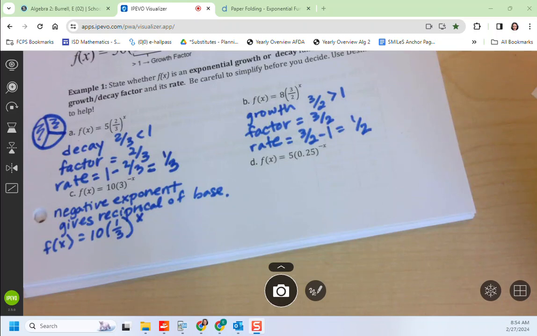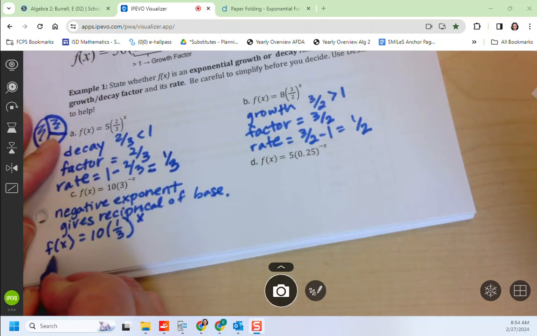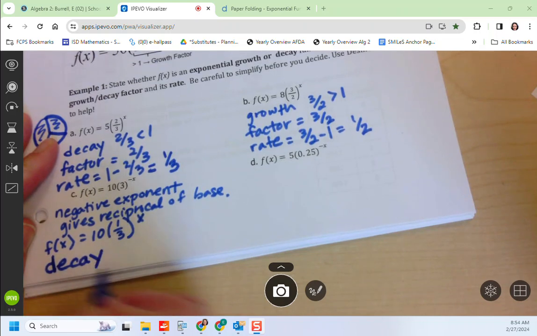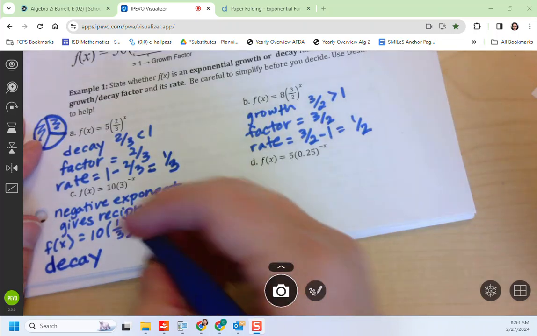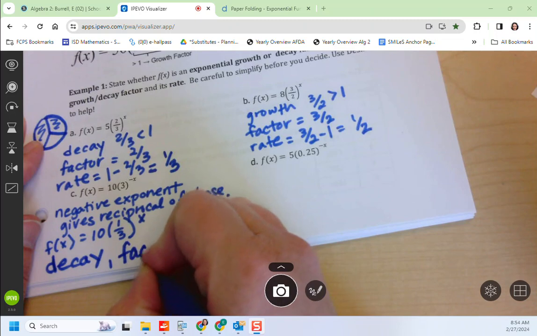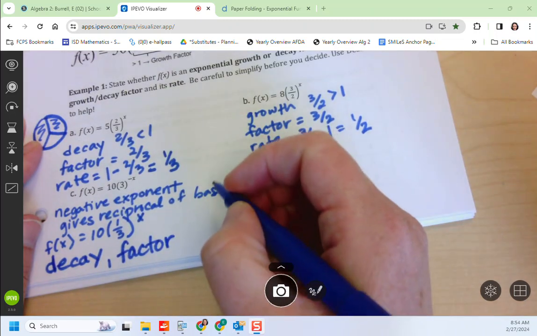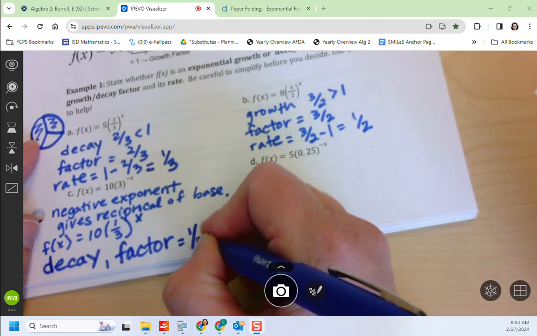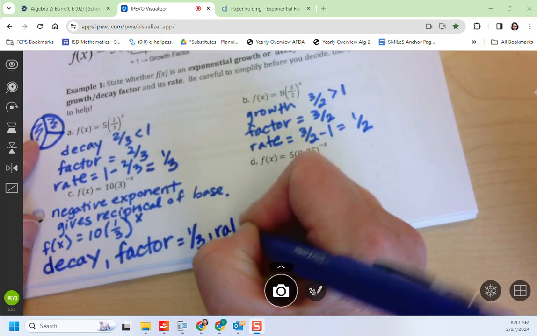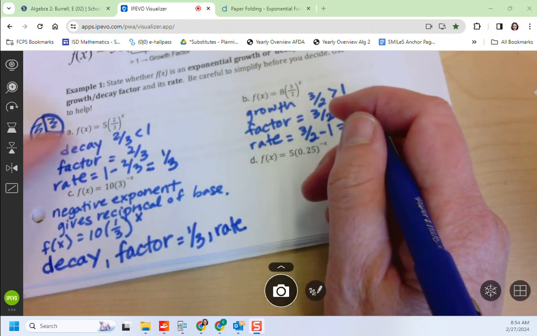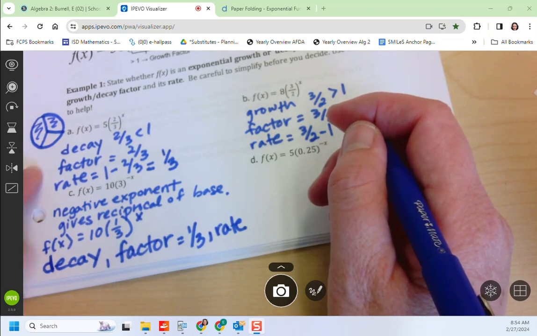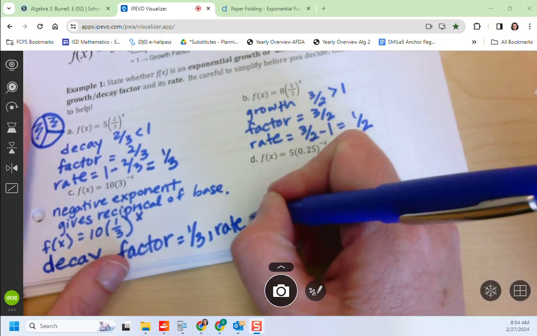So that means that this one is growth or decay? Decay. It's decay because 1/3 is less than 1. The factor is how much? 1/3. The factor is 1/3. And then the rate is 1 minus 1/3, which is what? It's 2/3. Remember, here's my picture of thirds. So if I wanted to subtract out just one of them, I would be left with 2/3.